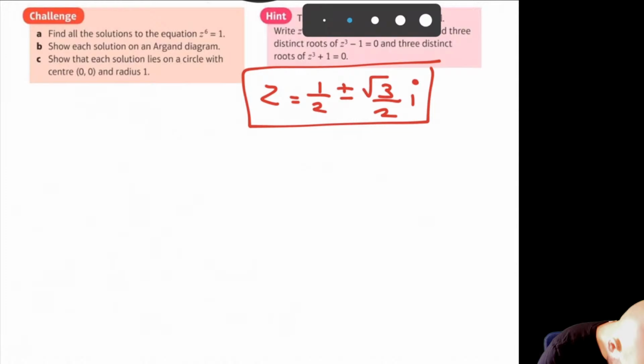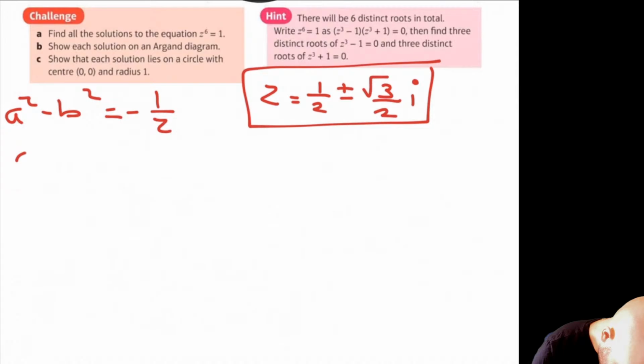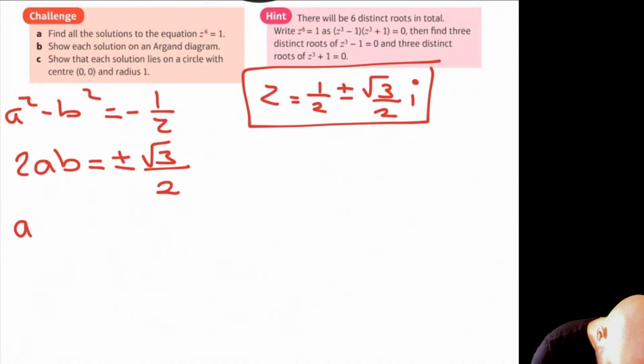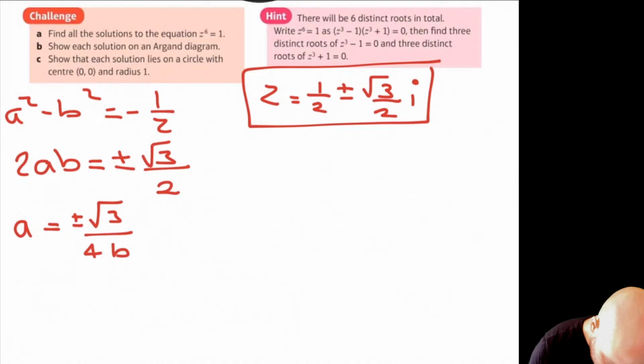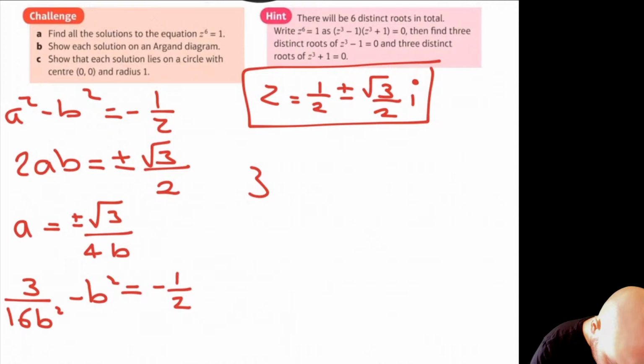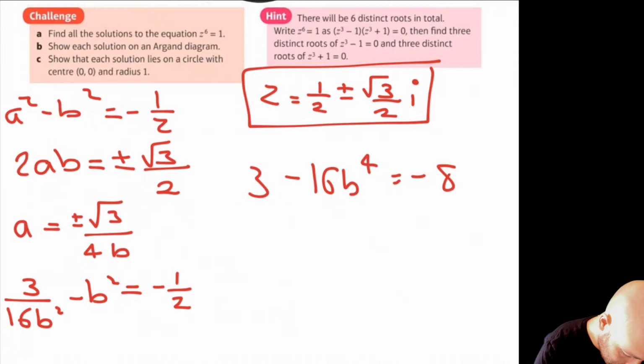Right, so I'm just going to go back a step. So a squared minus b squared is minus a half, and then 2ab is plus minus root 3 over 2. So if I solve this with b instead, I'm going to get a equals plus minus root 3 over 4b. Sub that in. So we're going to get 3 over 16 b squared minus b squared is minus a half. Times all that out. 3 minus 16b to the 4 is minus 8b squared.